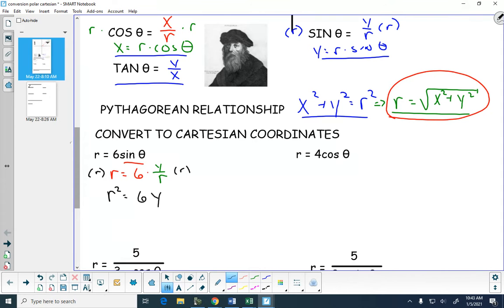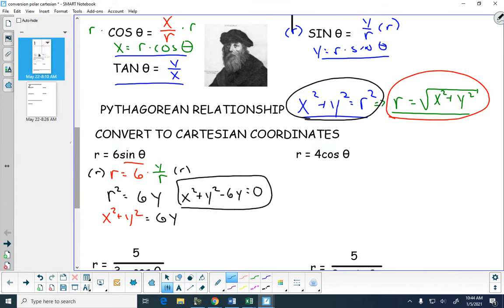And the something easier to deal with is this r squared. r squared is equal to x squared plus y squared. So making a substitution, we have x squared plus y squared is equal to 6y. Typically, a standard form is where you get all the variables on one side of the equal sign and all the constants on the other. So we have x squared plus y squared minus 6y is equal to 0. But once again, if you had that down there, I would not count it wrong.